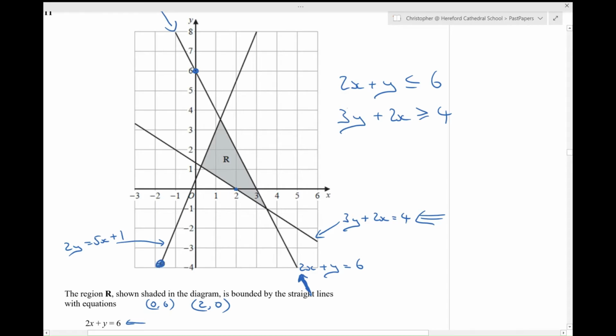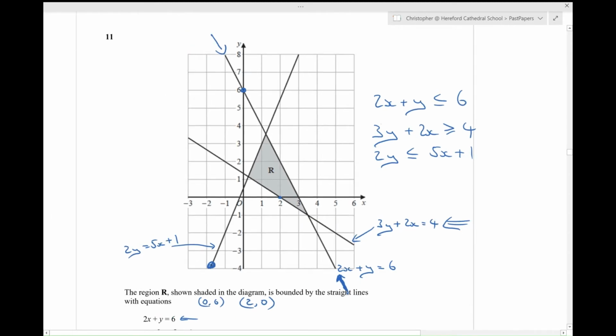I've shaded beneath the line here, so I'm going to need my values of 2y to be less than or equal to the values of 5x plus 1. And there are my 3 inequalities. And that is question 11 complete.